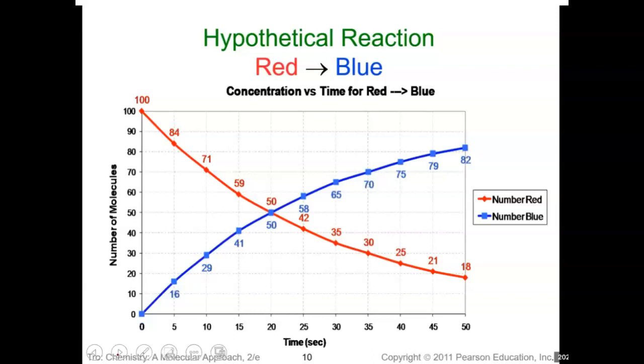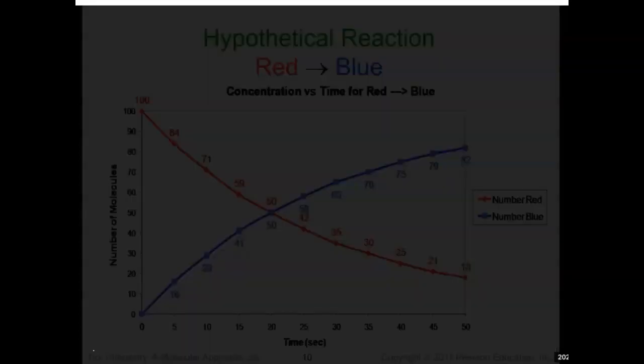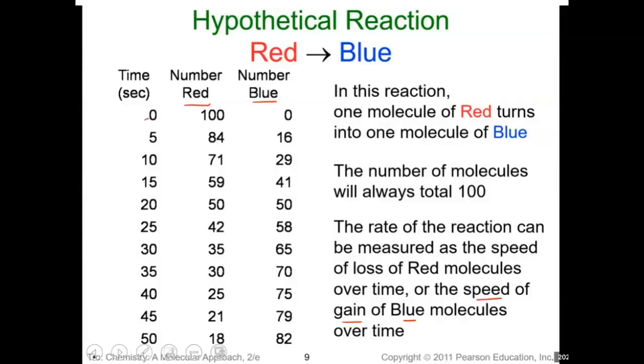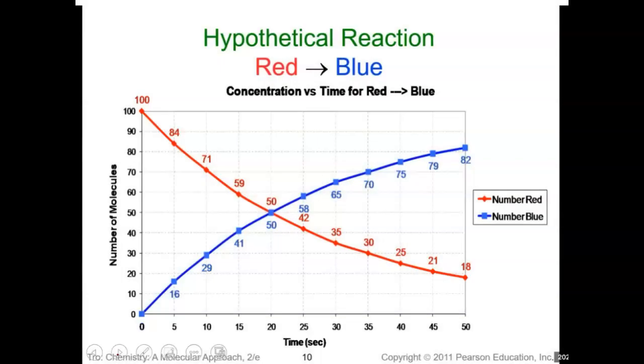So all I did here was graph exactly what you saw. I just graphed red going down and blue going up with time on our axis. And so you can see here is our reaction with regards to product. Our product is increasing and our reactant is decreasing.